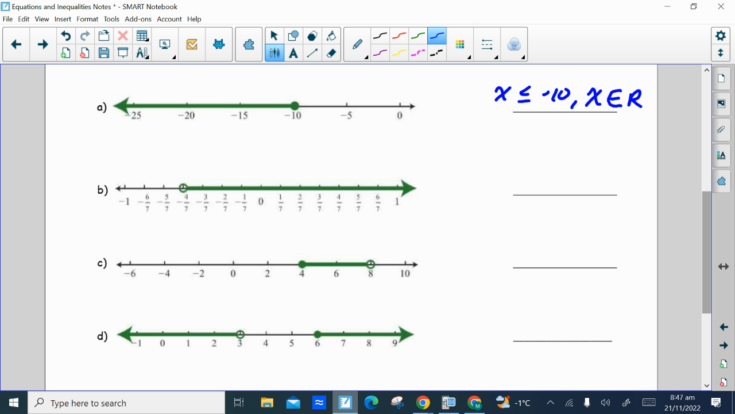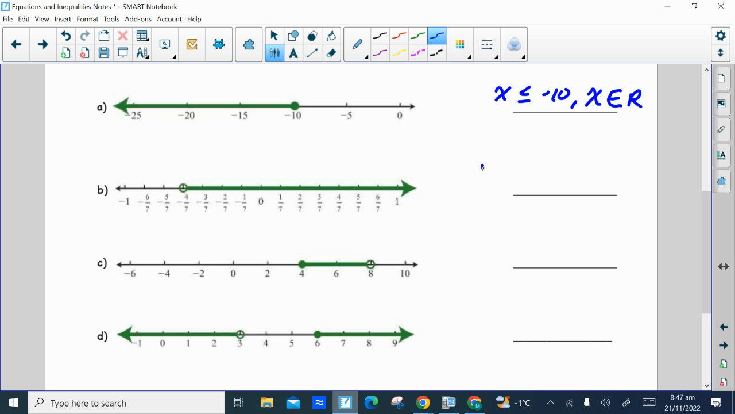Question B. You've got an open dot on -4/7. And the line goes to the right, which means the values are getting larger. And because it's a line, that means, once again, real numbers. Because you have an open dot on -4/7, that value is not included.